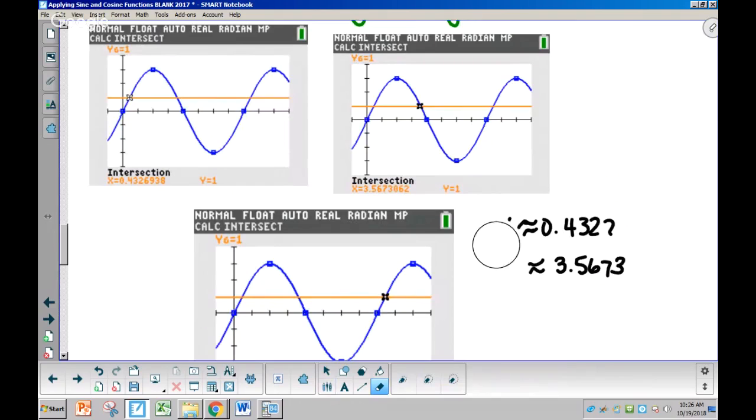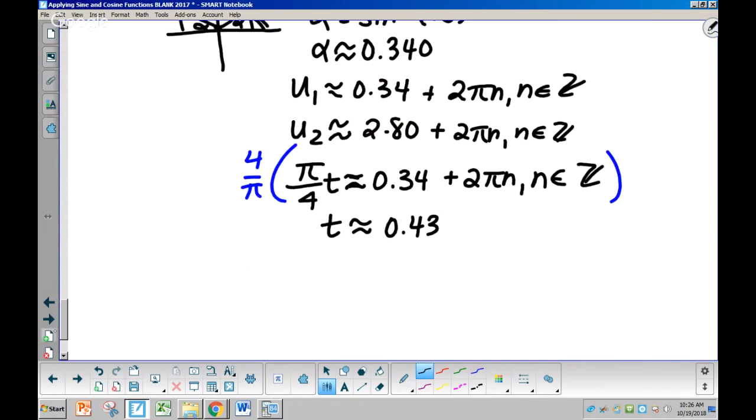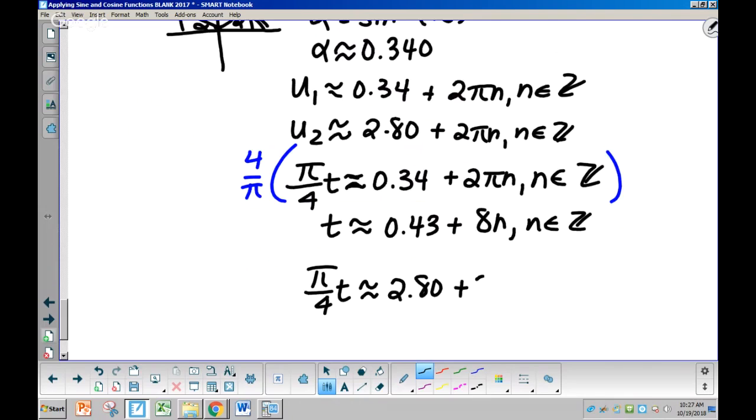And I should make these t's, right? Does that look familiar to you? Yes? Wow. Okay, plus, and what is it? 8. Where have I seen 8 before? It's a period. Is this all tied together? You're like, I don't want it to tie together this much. Pi over 4t is approximately now 2.80 plus 2 pi n, and n is an element of the integer set.